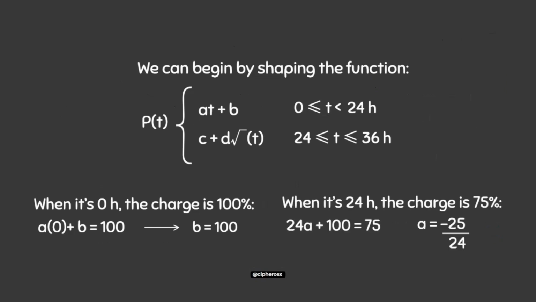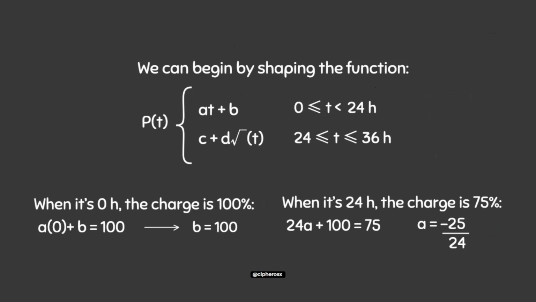To know the value of a from the problem's data, we also know that at 24 hours, the charge is 75 percent. So a times t, in this case 24, plus b, which is 100, would be equal to 75, and therefore a would be minus 25 over 24. That makes actual sense, as the slope a is negative, so the function is decreasing.